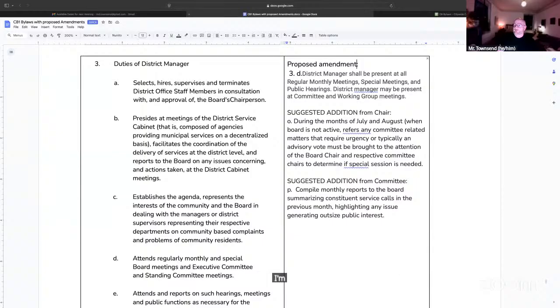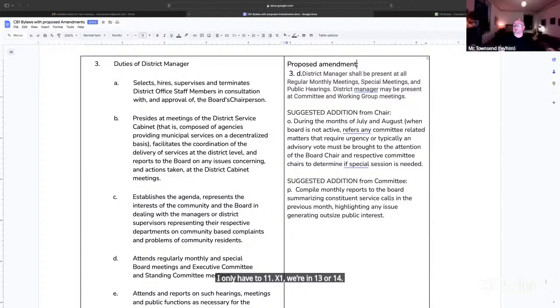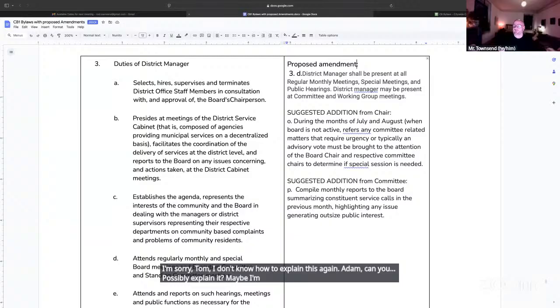I'm sorry. I'm trying to figure out what's going on here. I have half of the document. I thought I'd have the whole document for tonight's meeting. I only have to Article 11, and we're on 13 or 14. Sorry, Tom, what are you saying? I don't know how to explain this again. Adam, can you possibly explain it? Maybe I'm not using English properly.